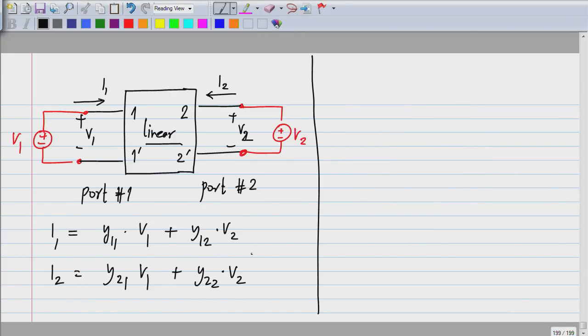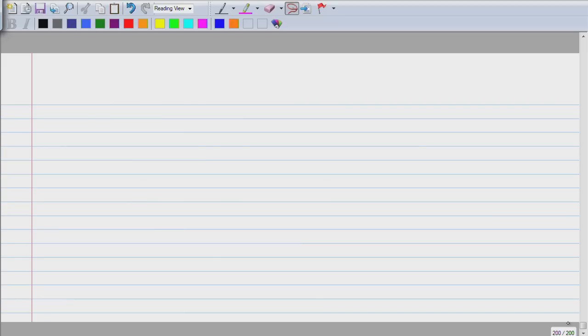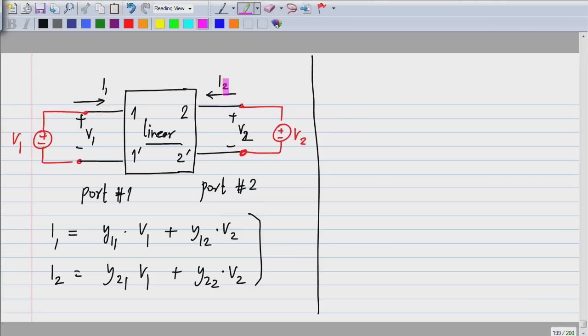So, again, if you didn't understand how these relationships come about, first of all, it is a linear circuit, right? So, a linear circuit means superposition will apply. You can think of this as superposition of two cases, where one where V1 is 0 and the other one where V2 is 0. If V2 is 0, both these currents will be proportional to V1.